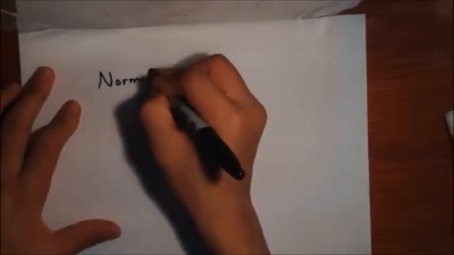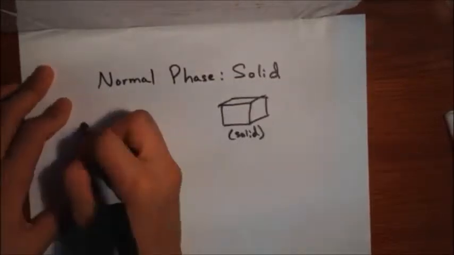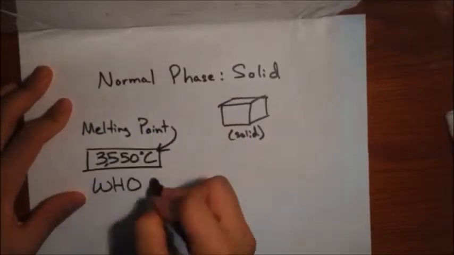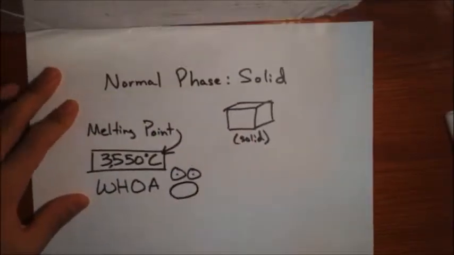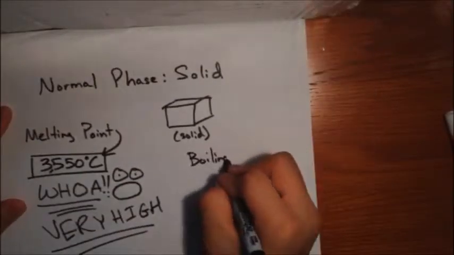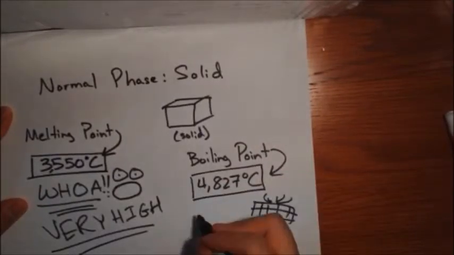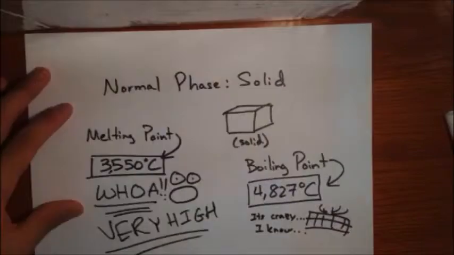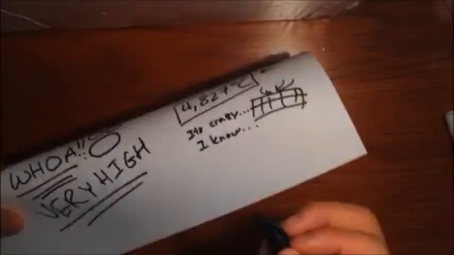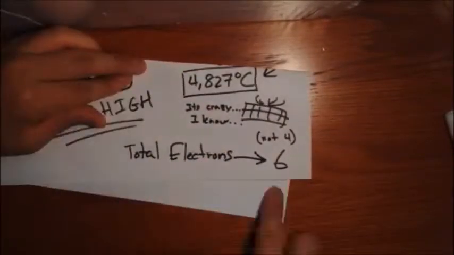Carbon comes from the family group number 14, and it is a non-metal solid. Melting point for carbon is a whopping 3,550 degrees Celsius. That's a lot of degrees. Very, very hot to melt carbon. And the boiling point for carbon is 4,827 degrees Celsius. Takes a lot to get this thing boiling. Just so you weren't confused earlier, the total electrons in carbon is 6, not 4.